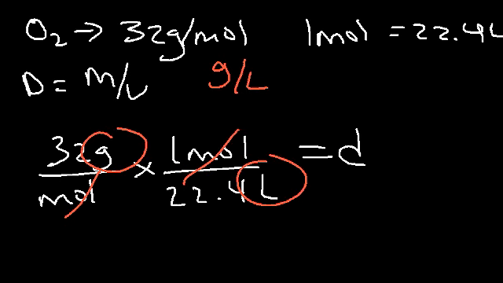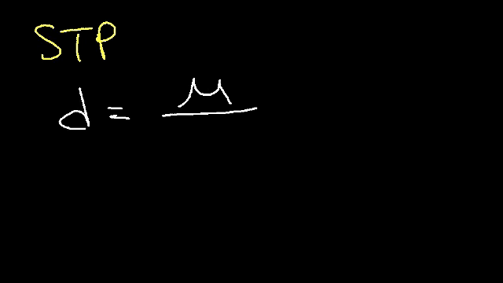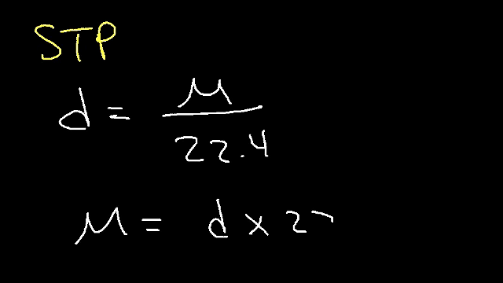So at STP, you can get another equation. At STP, the density of a gas is equal to the molar mass of that gas divided by 22.4. And if you need to find a molar mass, the molar mass of the gas is density times 22.4. Only at STP, standard temperature and pressure. And so this concludes all the equations that I want to go over in this video.